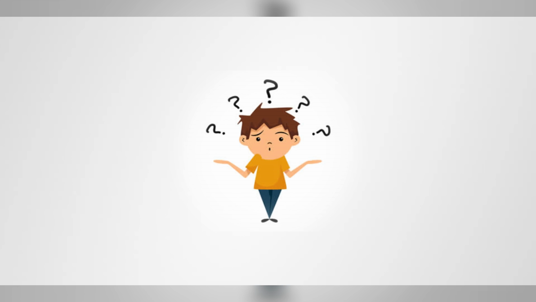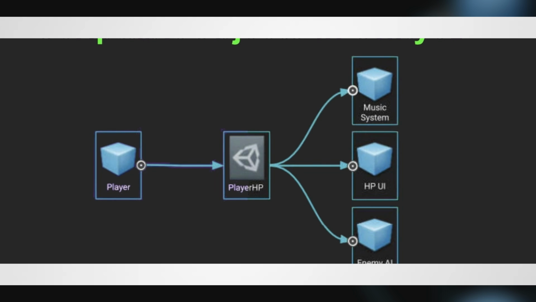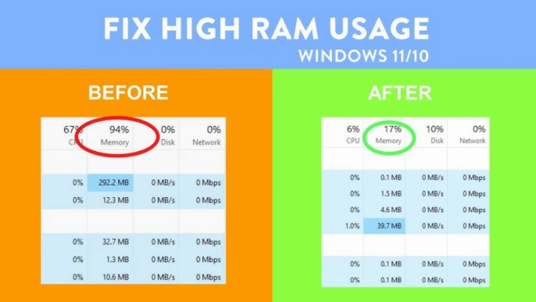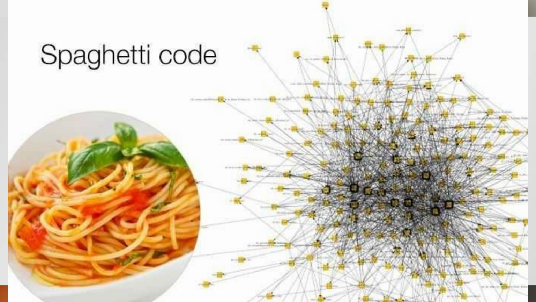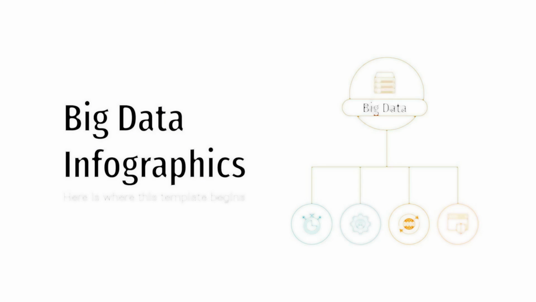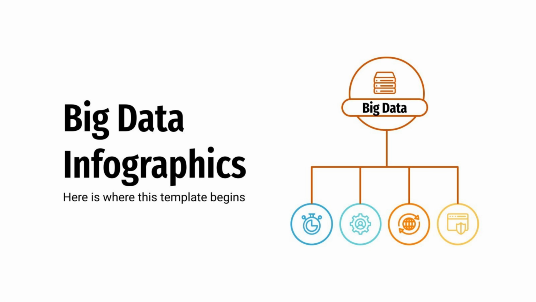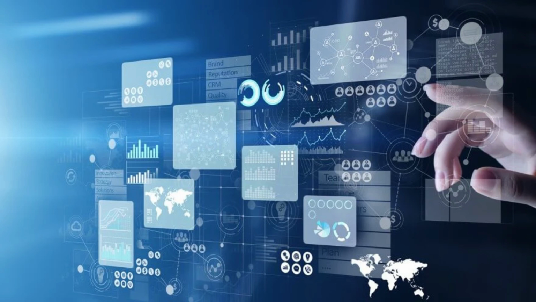Why use scriptable objects? Scriptable objects are ideal for managing shared data across multiple objects or scenes. They reduce memory usage, prevent duplication, and make your project easier to maintain. Think of them as reusable templates for data, like character stats, item attributes, or game settings.